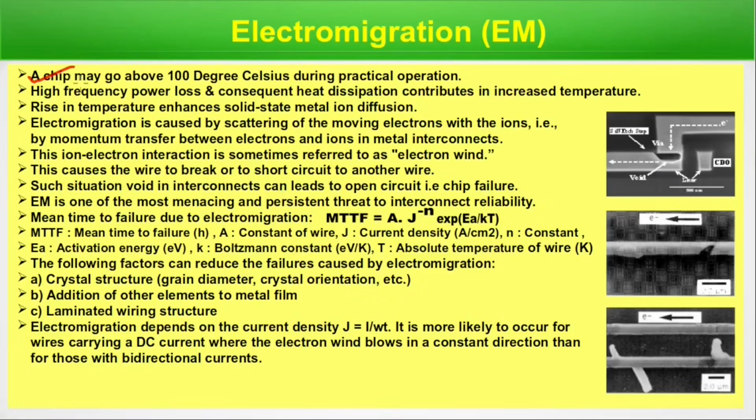While operating, a chip may go above 100 degrees Celsius during practical operation. High frequency power loss and consequent heat dissipation contribute to increased temperature. Rise in temperature enhances solid state metal ion diffusion. Continuous current flow is happening through this interconnect, and when current is flowing, heat is generated.